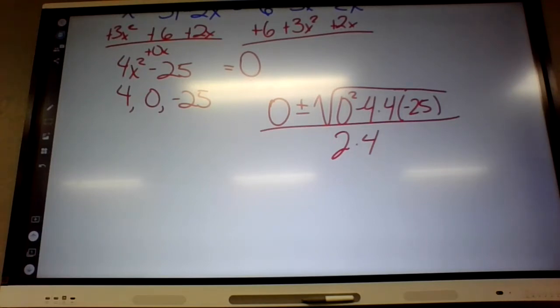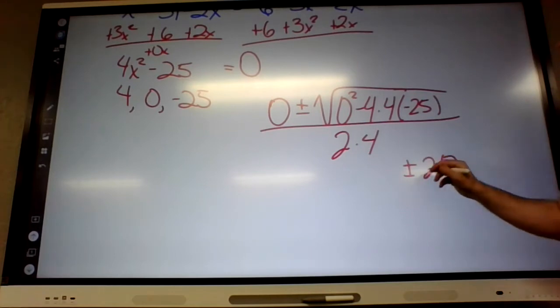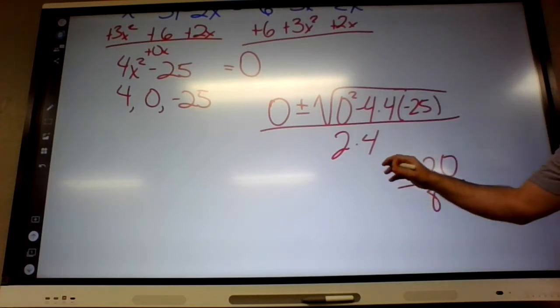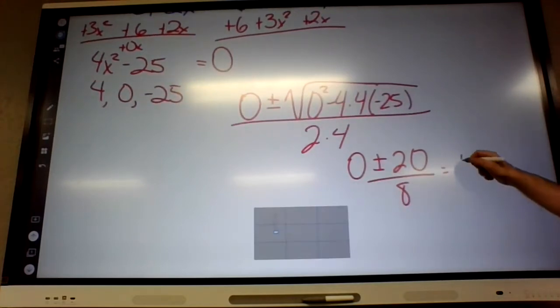I think the square root just comes out as 20, doesn't it? So it's plus or minus 20 over 8. The 0 out here doesn't really do anything. Can you reduce that? Yeah, those are both divisible by 4, so it'd be plus or minus 5 over 2.